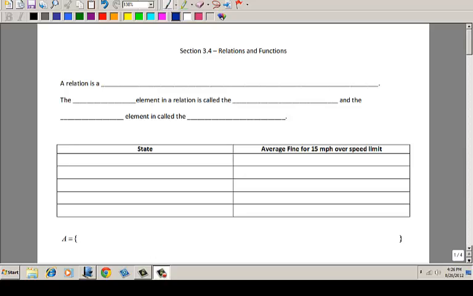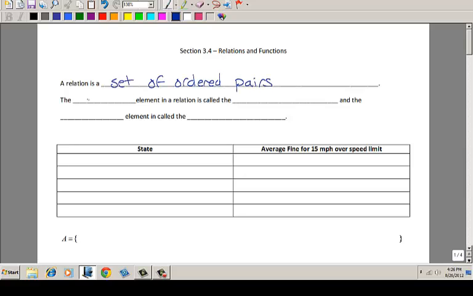Today we're going to cover section 3.4, Relations and Functions. A relation is a set of ordered pairs. The first element in a relation is called the domain or input, and the second element in the relation is called the range or the output.